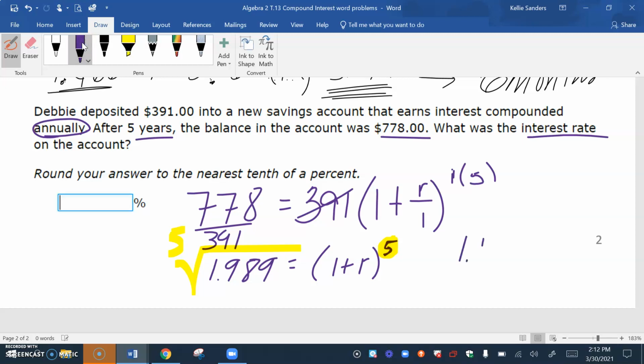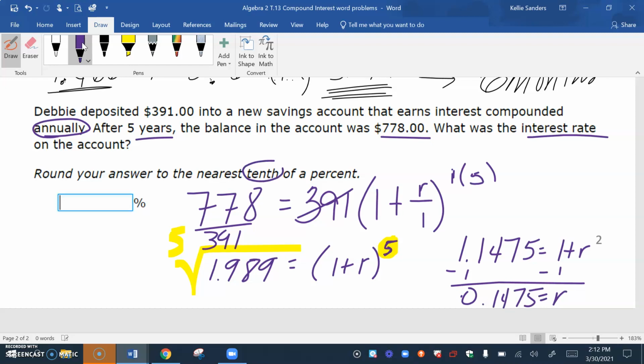So 1.1475 equals 1 plus r. Minus 1, we get 0.1475 equals r. And we're rounding to the nearest tenth of a percent. The percent is 14.75. So the 5 is going to change the 7 to an 8. So 14.8%.